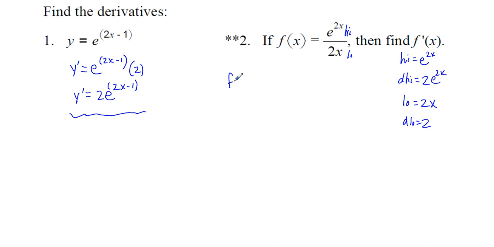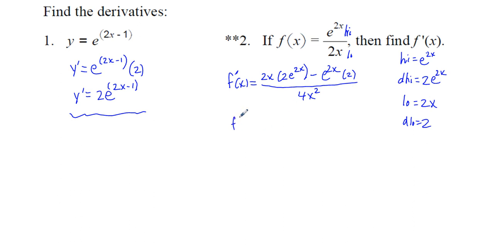So f prime of x is equal to low d high, that's 2e to the power of 2x, minus high, e to the 2x, d low, all over low squared. So we have 4x squared, which will be low squared here, right?